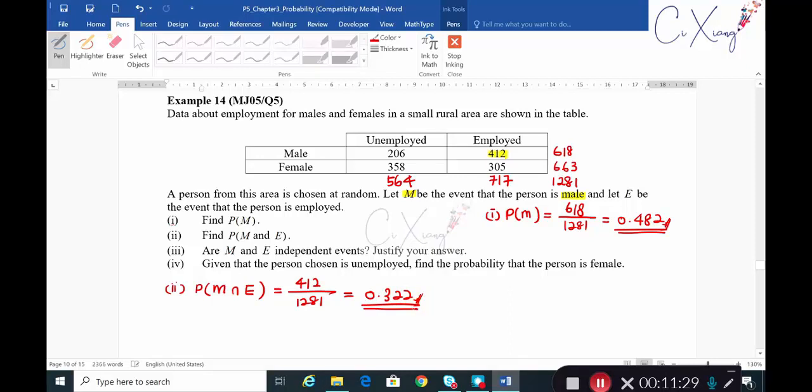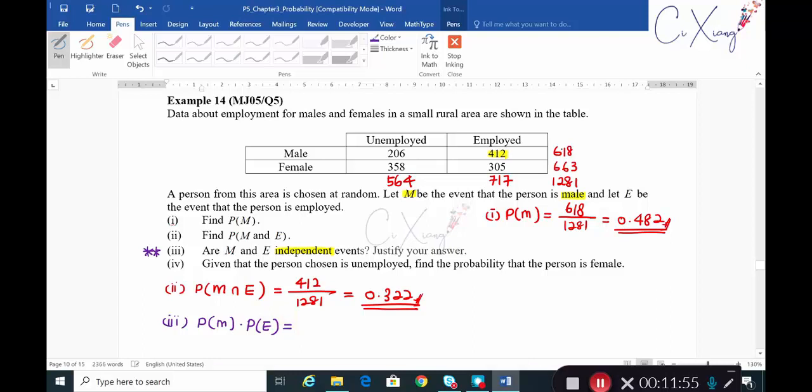All right, and the third part is something that we want to focus on. Now they ask you, are M and E independent events or not? And justify your answer. So usually when they ask you this kind of question, you actually need to find out two values here. First, please find out the probability of M multiplied by the probability of E.